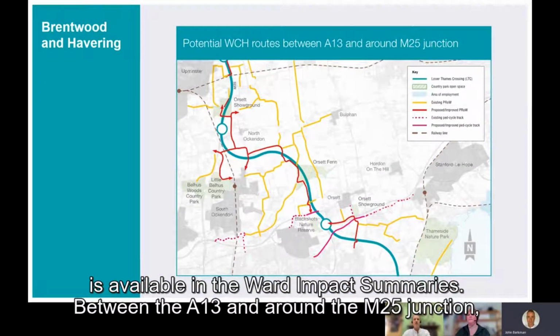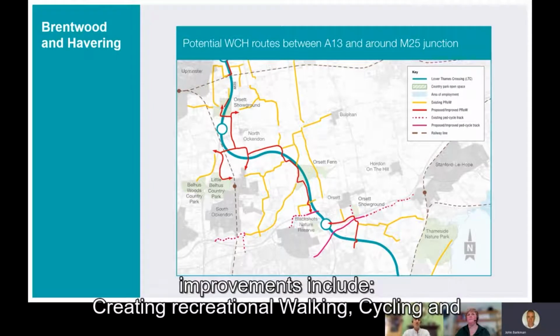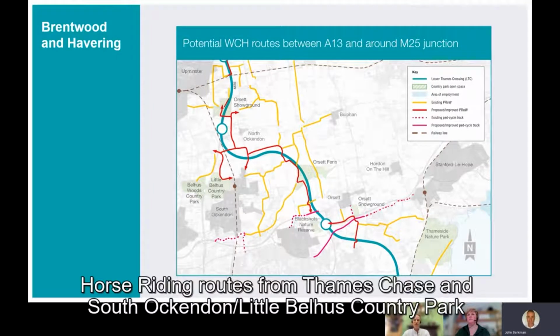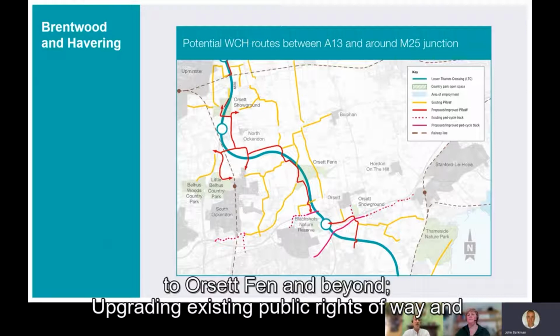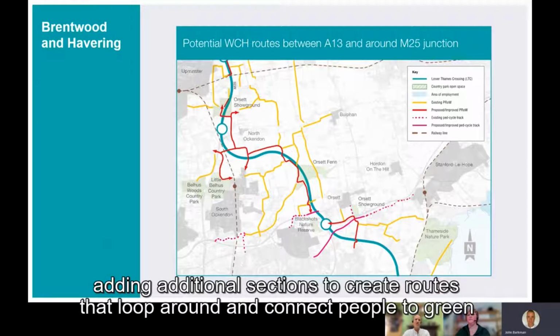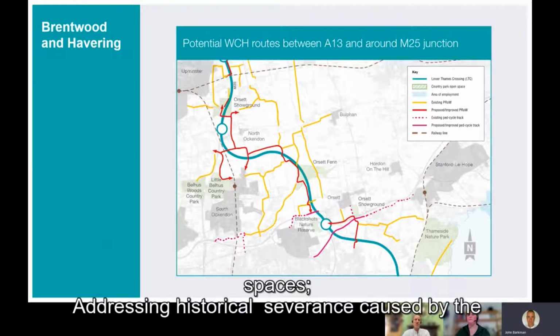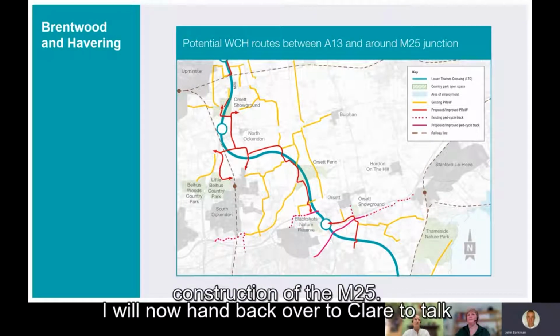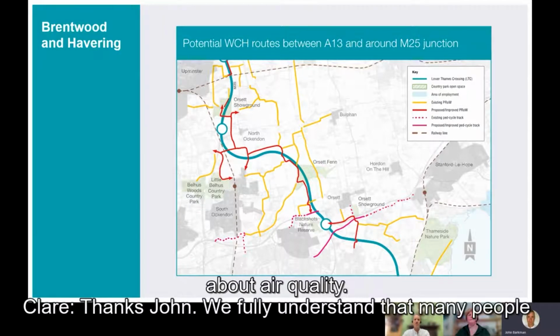Between the A13 and around the M25 junction, improvements include creating recreational walking, cycling, horse riding routes from the Thames Chase and South Ockenden Little Bell House Community Park to the Orsett Fen and beyond, upgrading existing public rights-of-way and adding additional sections to create routes that loop around and connect people to green spaces, addressing historical severance caused by the construction of the M25. And on all, I'll hand over back to Claire to speak about air quality.